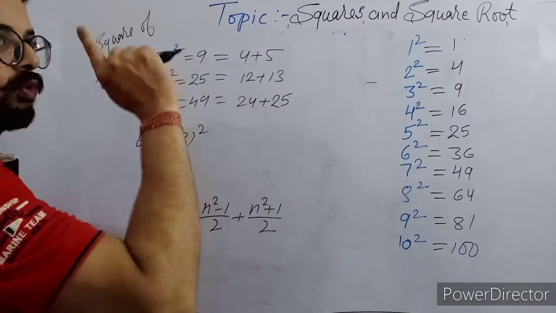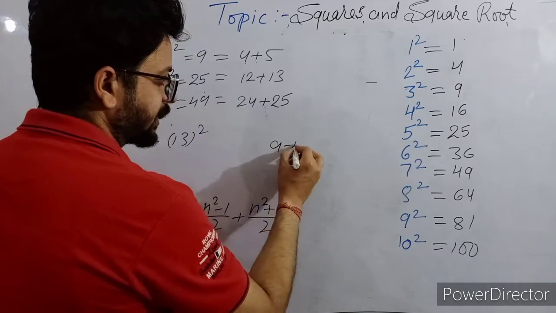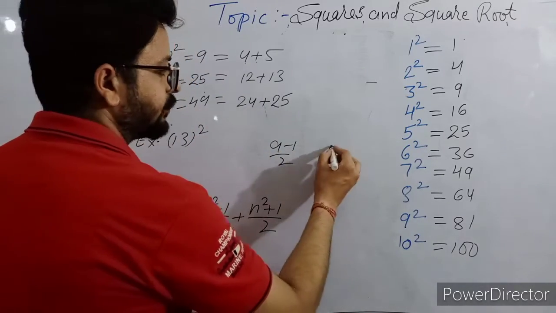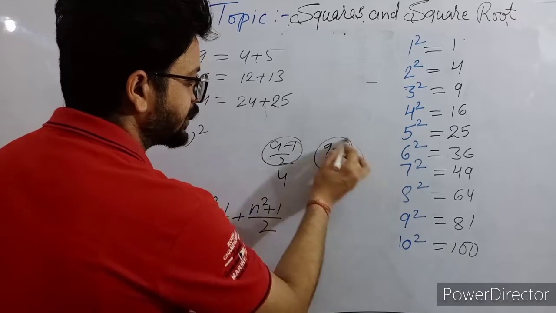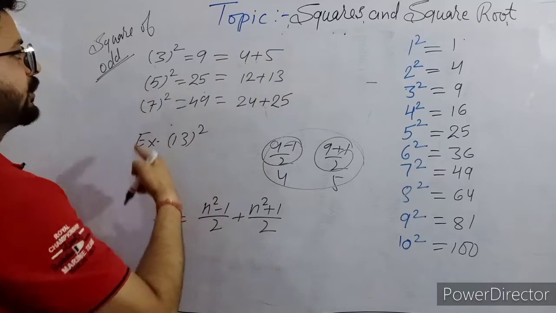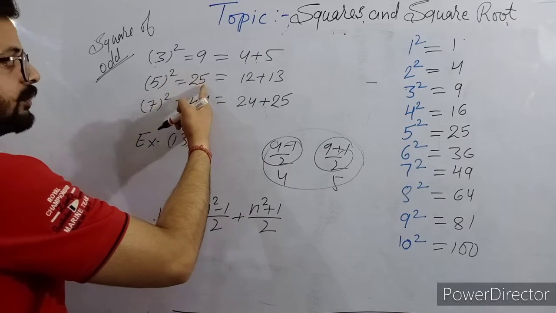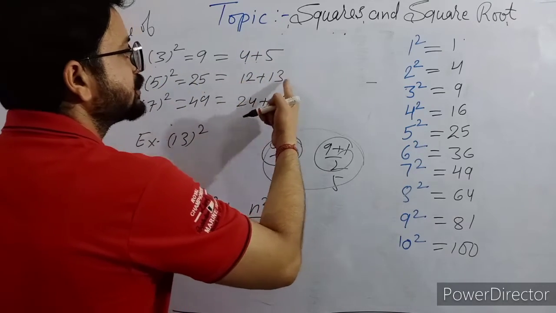From 9 you subtract 1 and divide by 2, and to 9 you add 1 and divide by 2. 4 will come and 5 will come. See, 4 and 5. The square of 5 is 25. 25 we can also write as 12 plus 13.